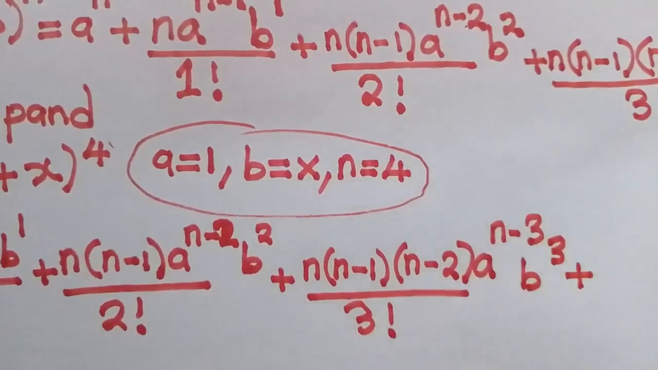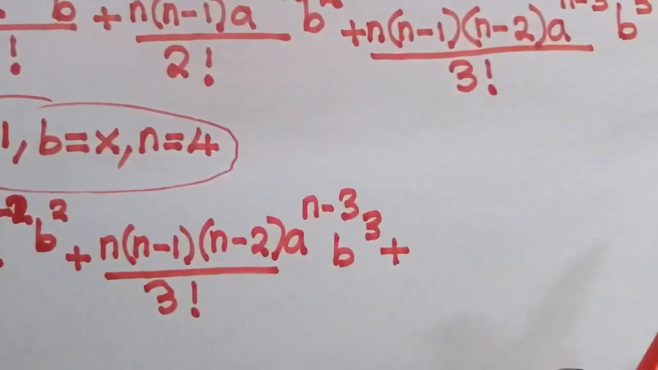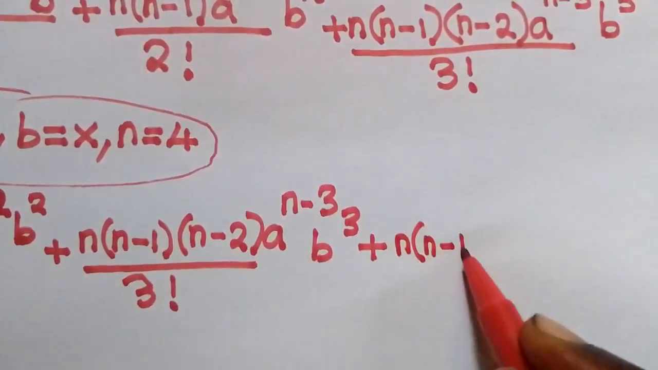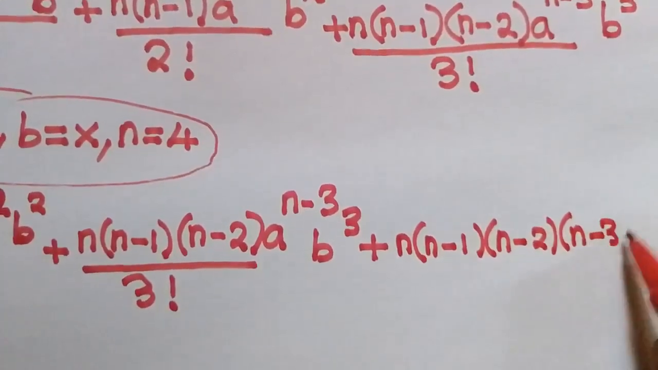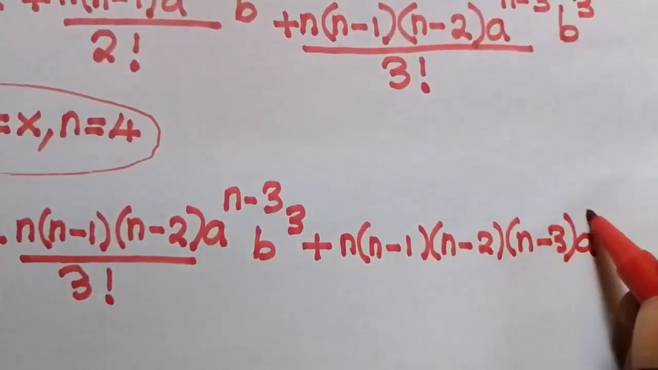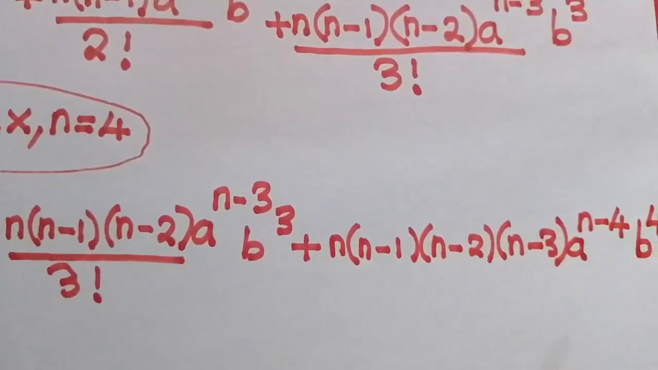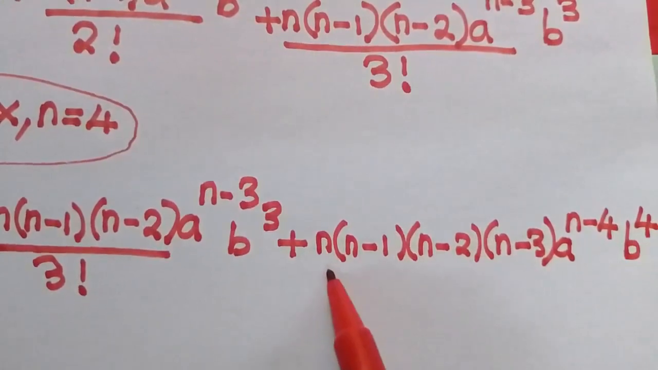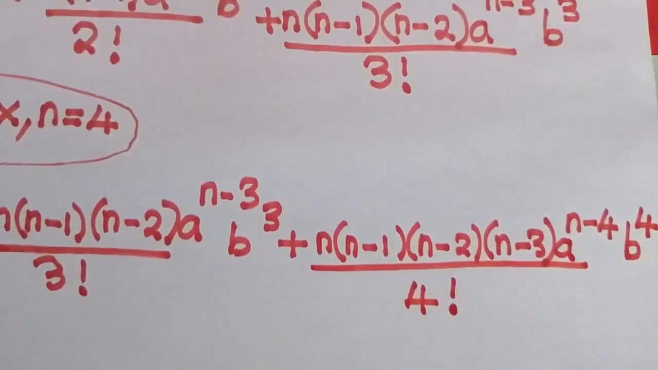So I continue. This one comes down here. I'm going to have something like this, hope you are able to see. So I'm going to have n, n minus 1, n minus 2, n minus 3, like that. Then I'll have a to the power n minus 4, then b to the power 4. Here, in this last part, I'm going to put 4 factorial.